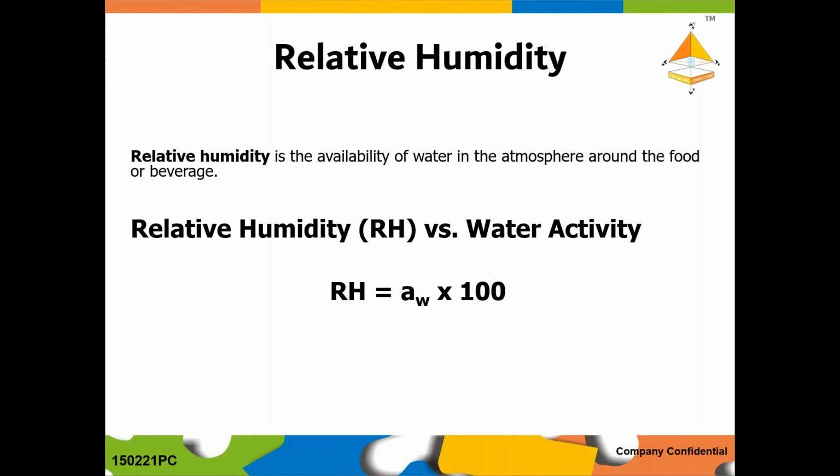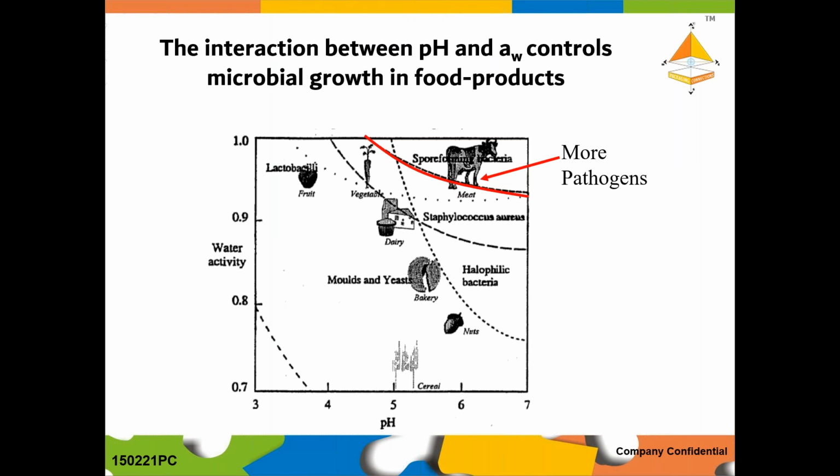Relative humidity versus water activity. If the relative humidity is higher, the water activity will be higher. Or either way, you can look through the formula: RH equals water activity times 100. So this is the classical chart, very old. I think you might have seen it in hundreds of places. This is the interaction between pH and water activity, which controls microbial growth in food products.